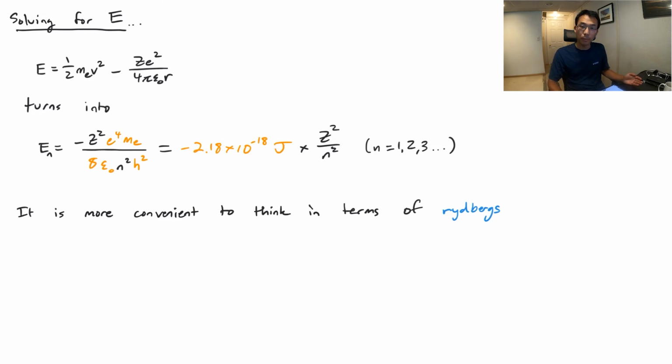For a long time, people thought it'd be easier to simplify this even further and not worry about that constant at all. So the idea was to think in terms of units called Rydbergs, where your Rydberg energy would just be defined as Z squared over n squared. This would be given in units of Rydbergs, which are equivalent to that constant right there.